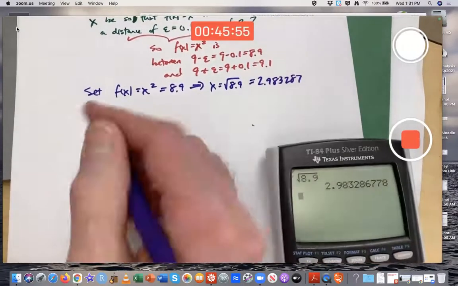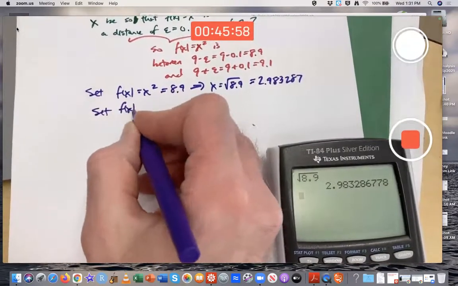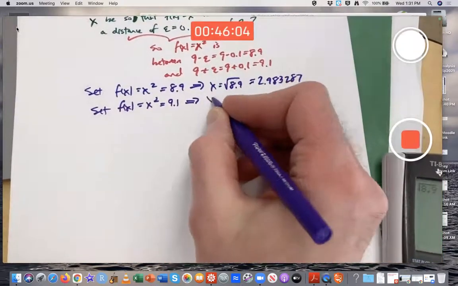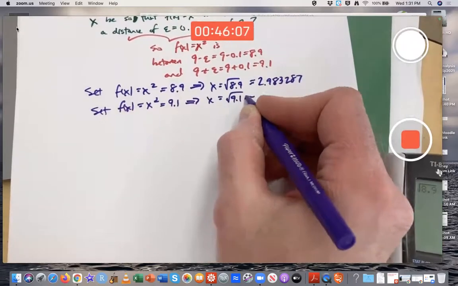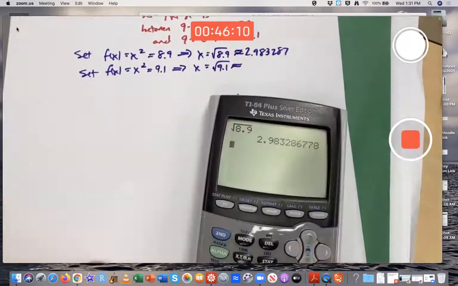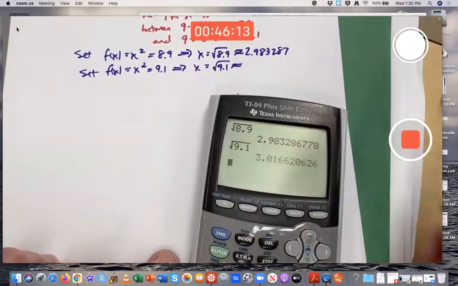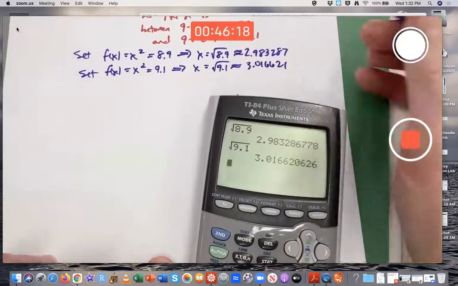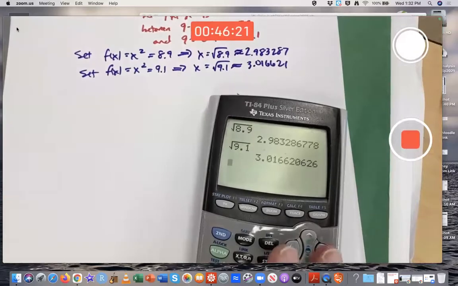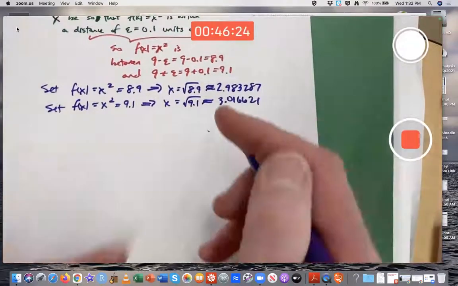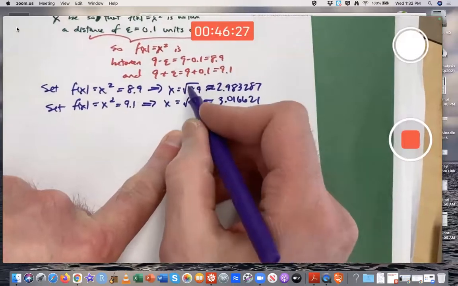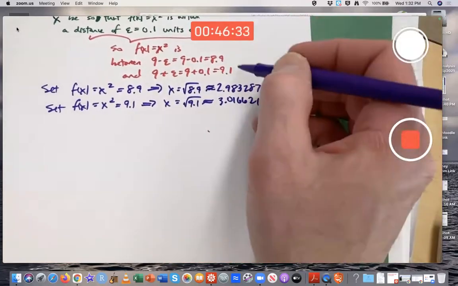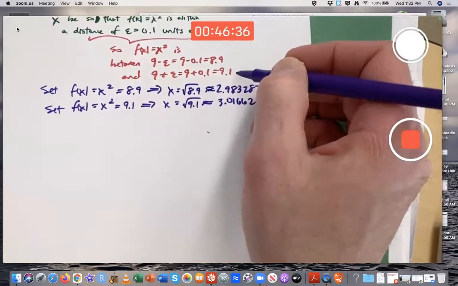And on the other hand, if I set f of x equals x squared equal to 9.1, that means x is the square root of 9.1, which is approximately something a little bit bigger than 3. Square root of 9.1 is about 3.016621, say. So if x is this number or this number, square root of 8.9 or square root of 9.1, then f of x equals x squared will be 8.9 and 9.1 respectively, exactly 0.1 units away from 9.